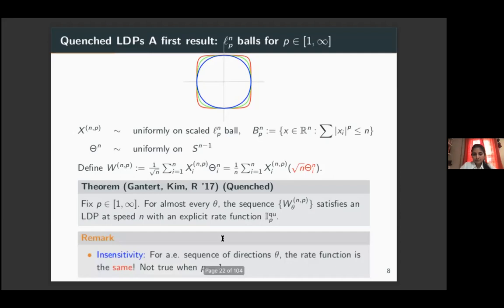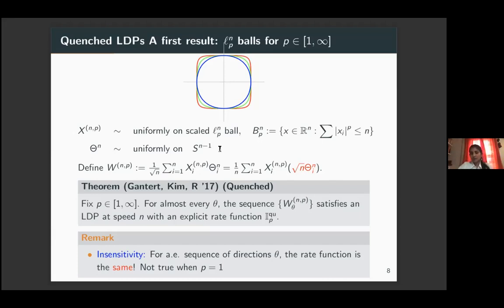But the interesting thing is, what am I doing? What is theta? Theta is actually a sequence of directions, where the nth component is taken from the (n-1)-dimensional sphere in R^n. And for simplicity in this talk, let's say that I'm choosing it IID across dimensions. Then you choose a sequence, and I'm saying that W theta n p satisfies an LDP at speed n. A priori, the rate function of W theta n p could depend on theta, right? It could depend on the sequence of directions that I chose.